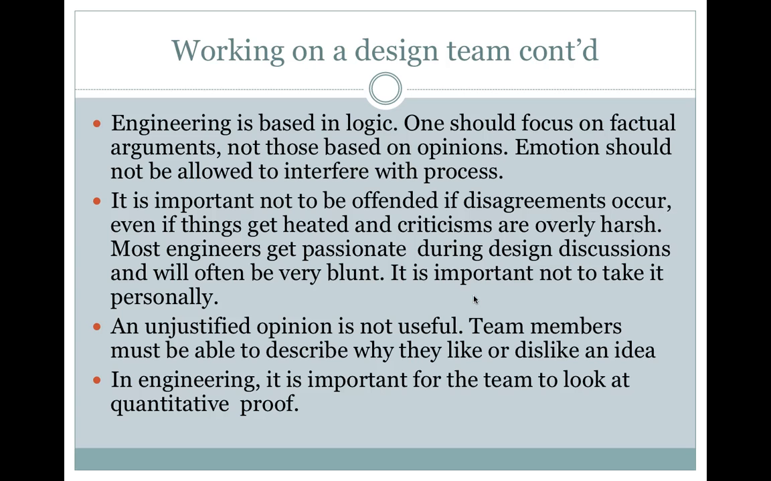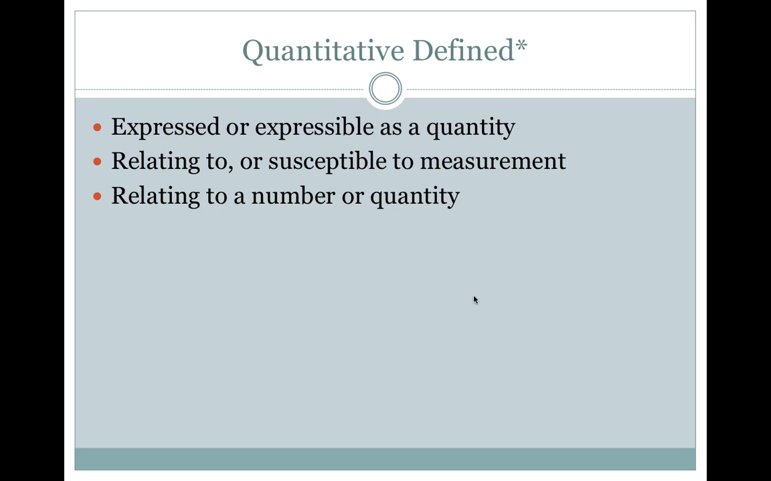An unjustified opinion is not useful. Team members must be able to describe why they like or dislike an idea. In engineering, it is important for the team to look at quantitative proof. Quantitative defined: expressed or expressible as a quantity, relating to or susceptible to measurement, or relating to a number or quantity. This ends part 1.